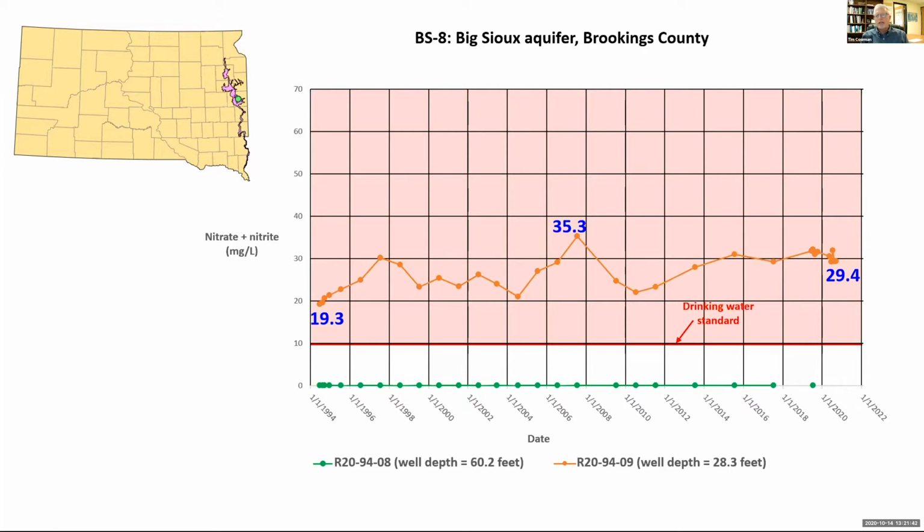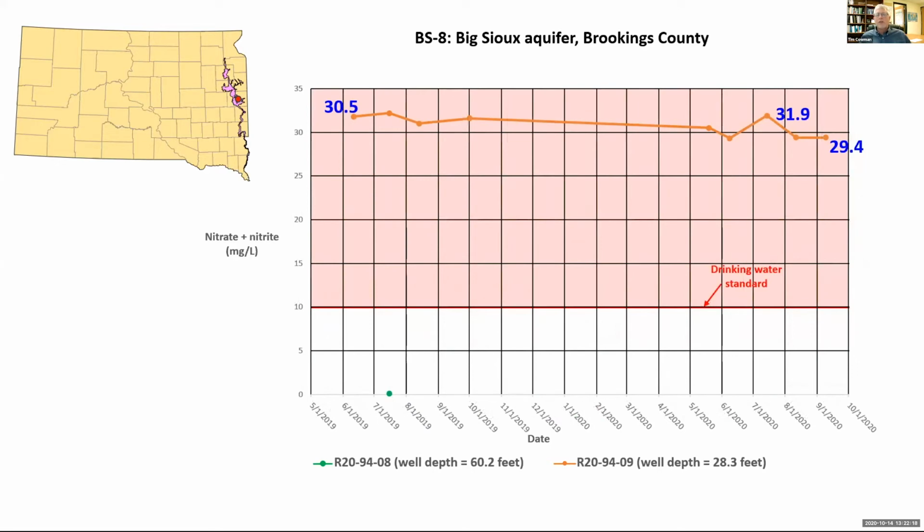Here is a site in Brookings County in the Big Sioux Aquifer that you can see from 1994 up through 2020, it's typically had nitrate values between 20 and 30 parts per million. So it's just a perpetually high site. What we wanted to do is see if, because we are only sampling it basically every other year now, and just once, we wanted to go in and sample it on a monthly basis, starting with the growing season, to see if we were seeing any major fluctuation in the nitrate in the groundwater at this site.